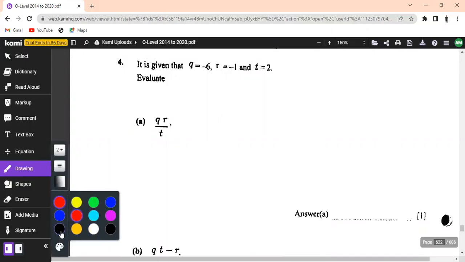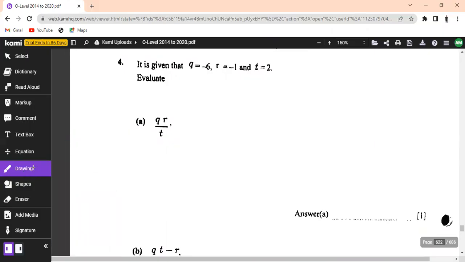All right, so number 4, we are given Q is equal to minus 6. R is equal to minus 1, and we are given T is equal to 2. That's what you're given in this case. So the first task is to simplify QR over T.